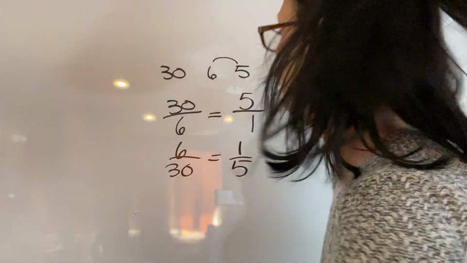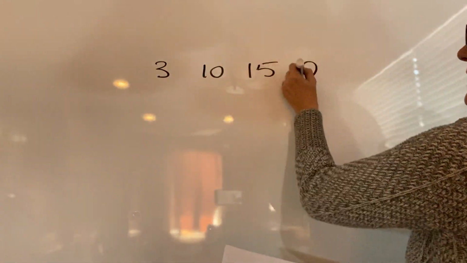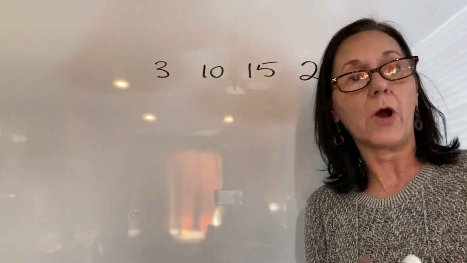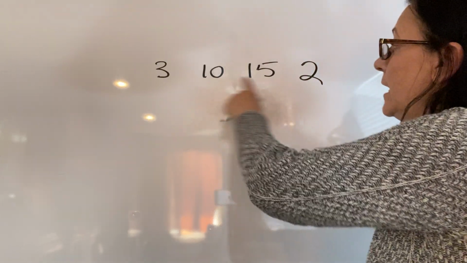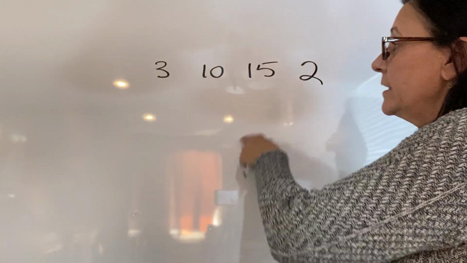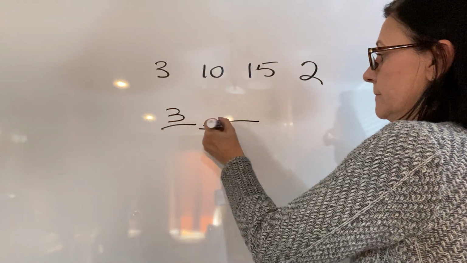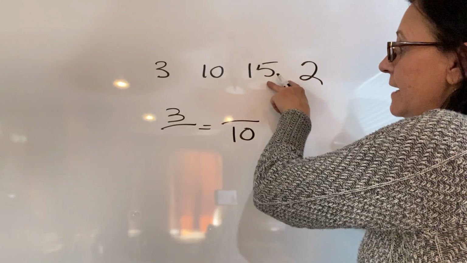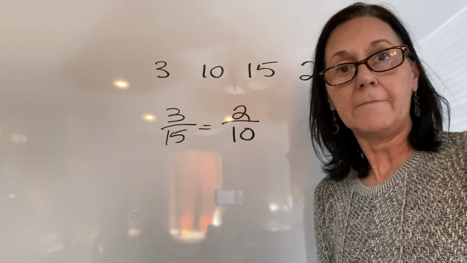All right, what if I gave you these 4 numbers? So you're really getting this extremes and means. 3, 10, 15, and 2. I'm looking at products. I know 3 times 10 is 30. I know 2 times 15 is 30. These have to be my extremes. These have to be my means, or vice versa. And then these have to be my means. Okay?